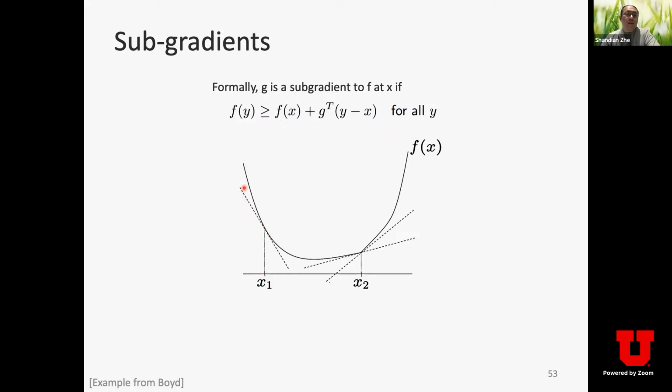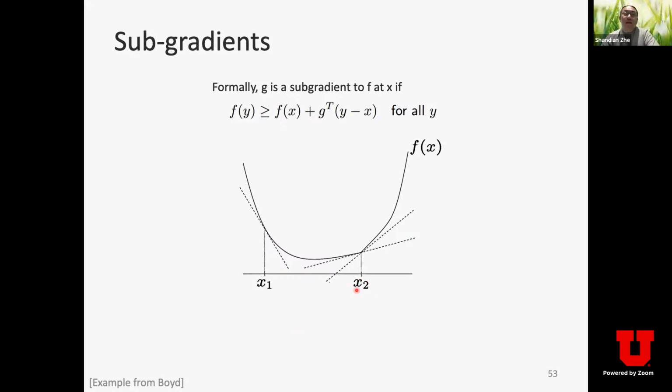That means I can calculate the gradient. I use that gradient to draw a line which passes through this point, so we get a tangent line. And note that this tangent line is below the entire body of f of x. Naturally, the slope of this tangent line is the gradient of f of x. Does it make sense? Okay.